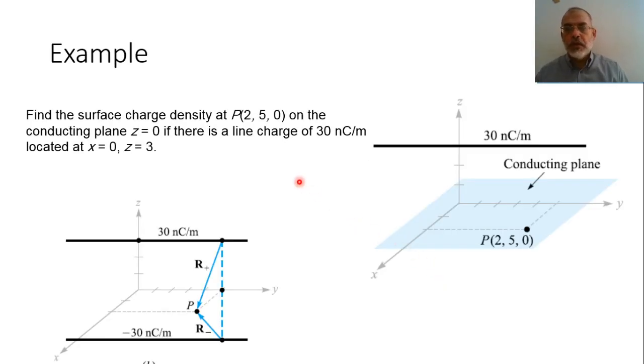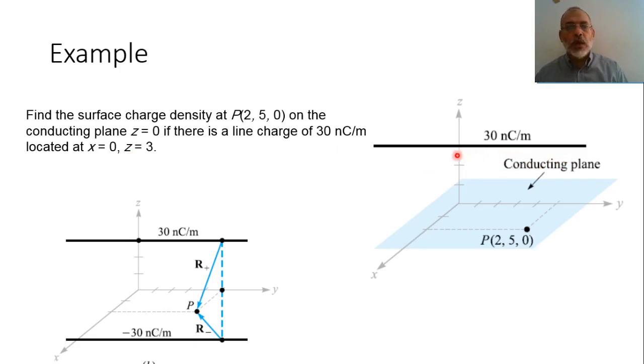As an example, assume that we have an infinite line charge with line charge density 30 nanocoulomb per meter, located at x equals 0 and z equals 3. So it has coordinates in x and z, and it is parallel to the y direction.